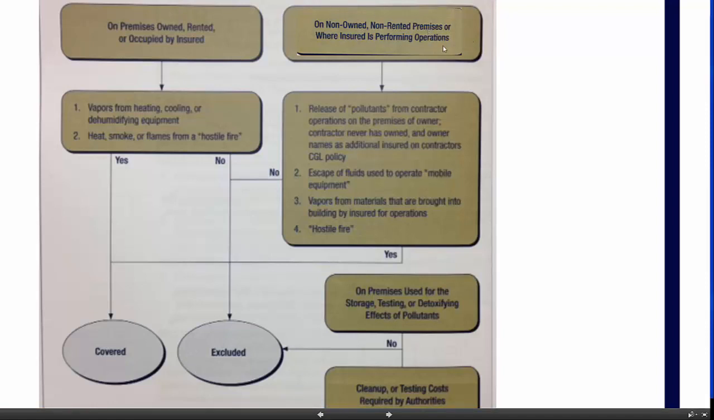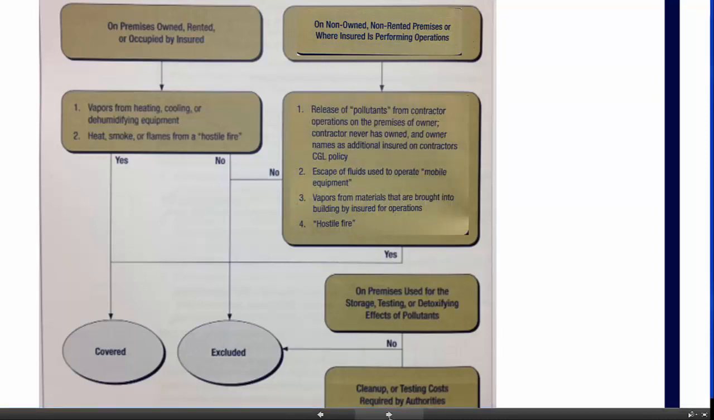So if it's on non-owned, non-rented premises or where the insured is performing operations, then another new picture. If it's caused by the release of pollutants from contractor operations on the premises of the owner, and the contractor never owned the property, and the contractor is the insured, then it is covered. If it's the escape of fluids used to operate mobile equipment, it's covered. If it's vapors from materials that are brought into the building by the insured for operations, that is covered. And if it's caused by a hostile fire, again, that is covered. But if it isn't one of these 4 things, then it's an excluded cause of loss. If it's on a non-owned, non-rented premises or where the insured is performing operations.